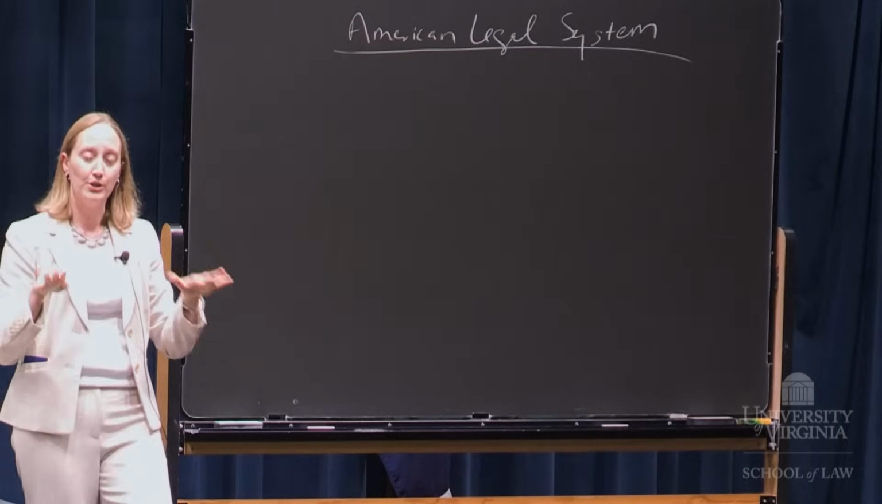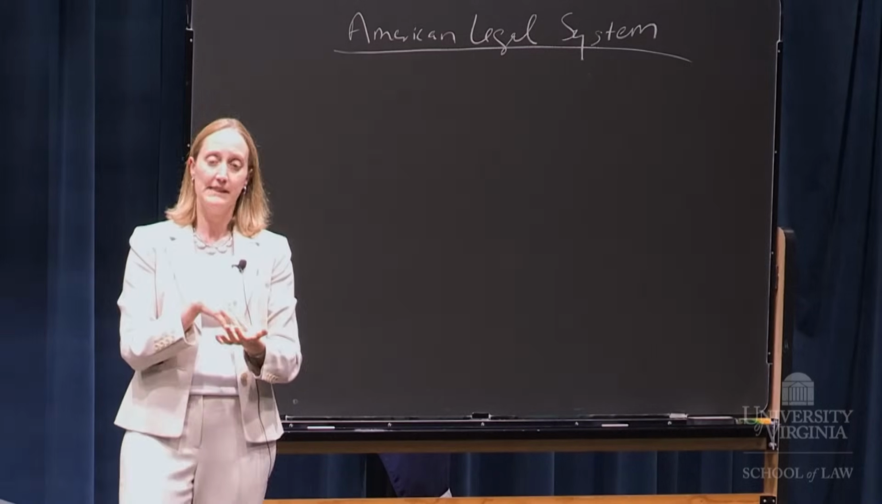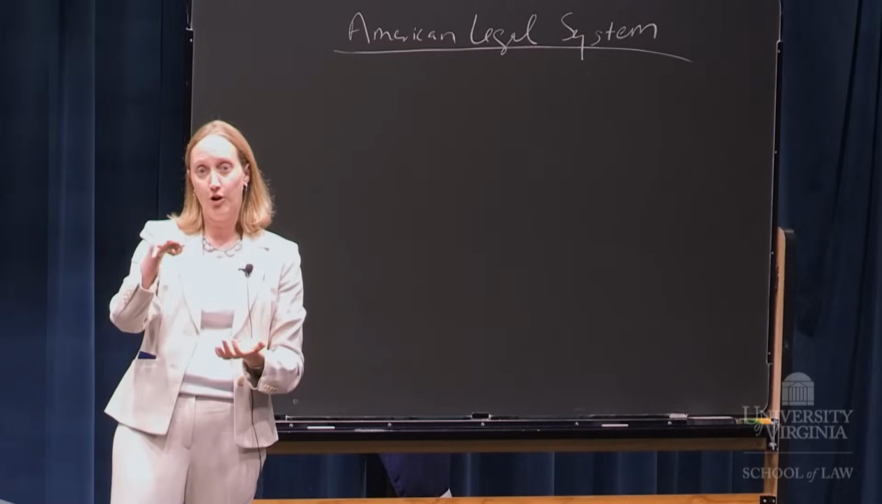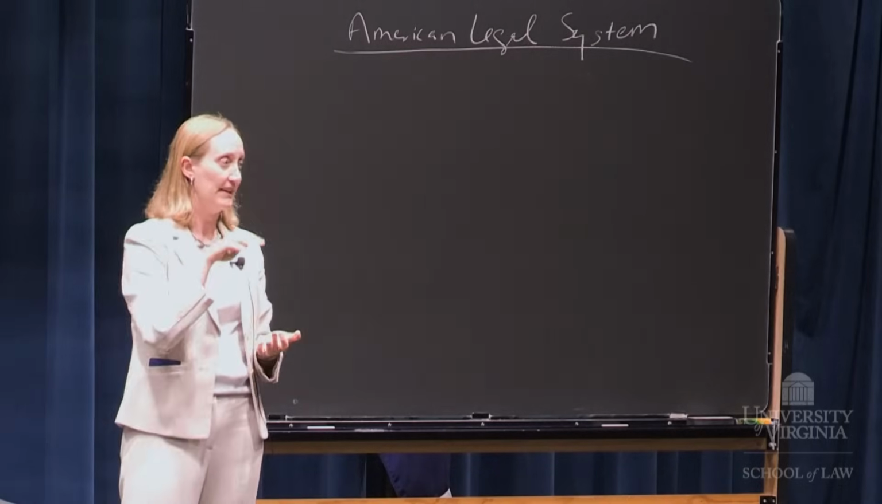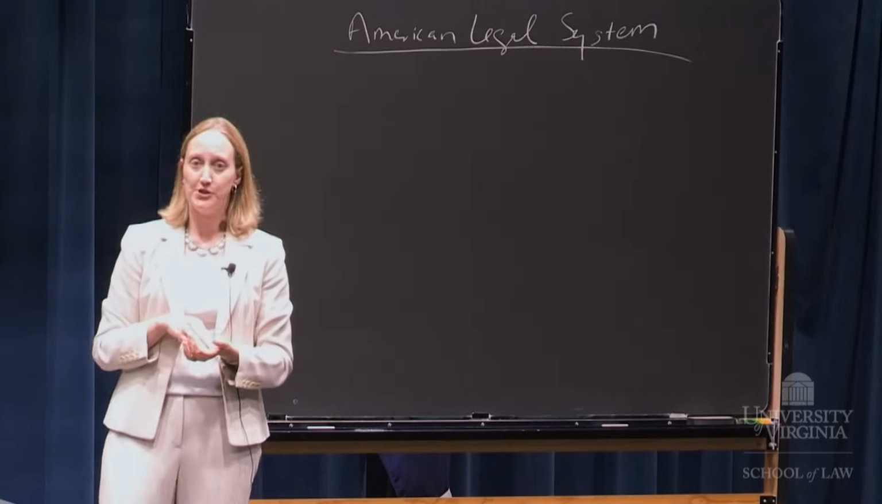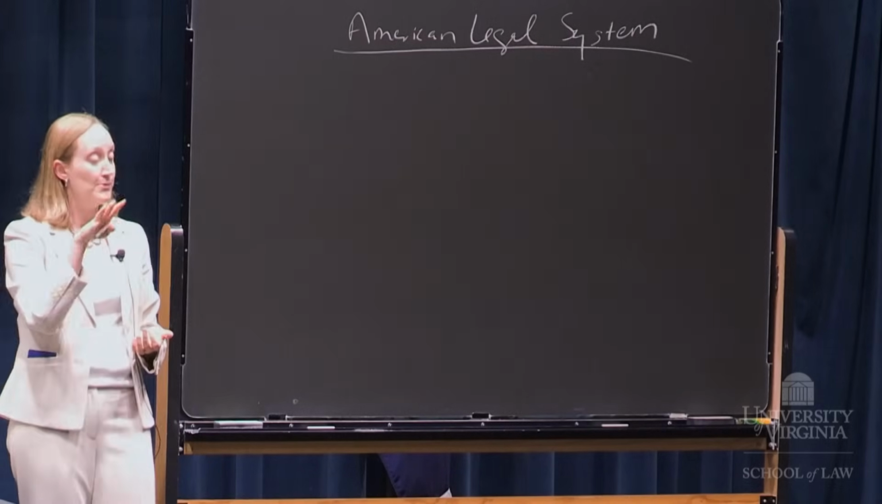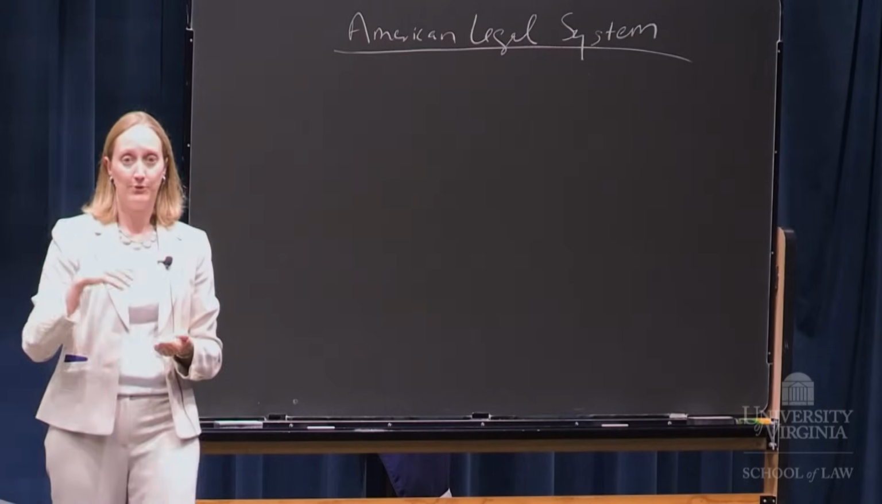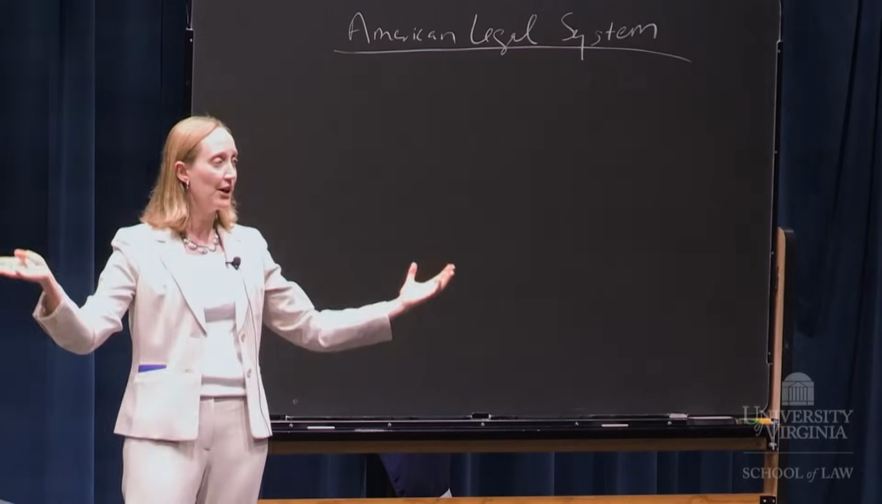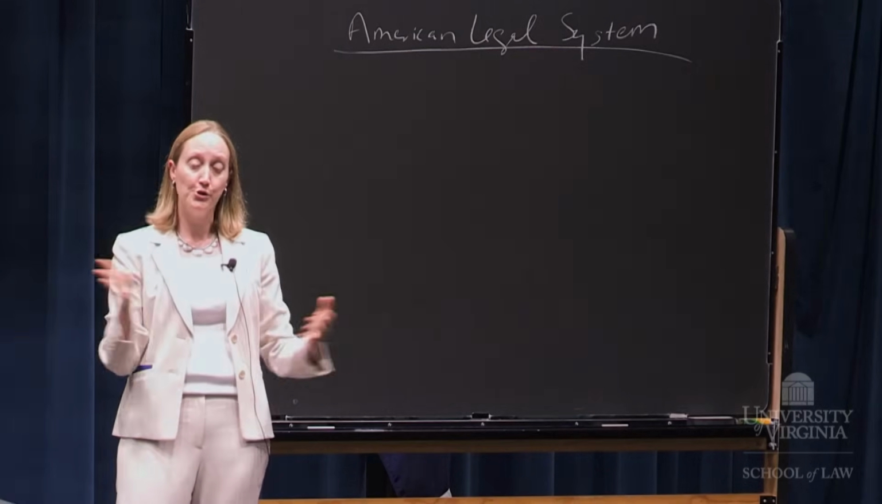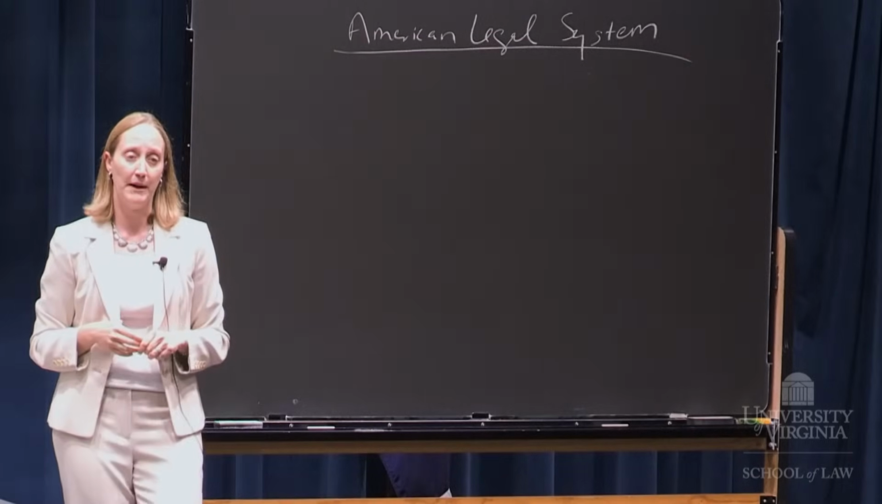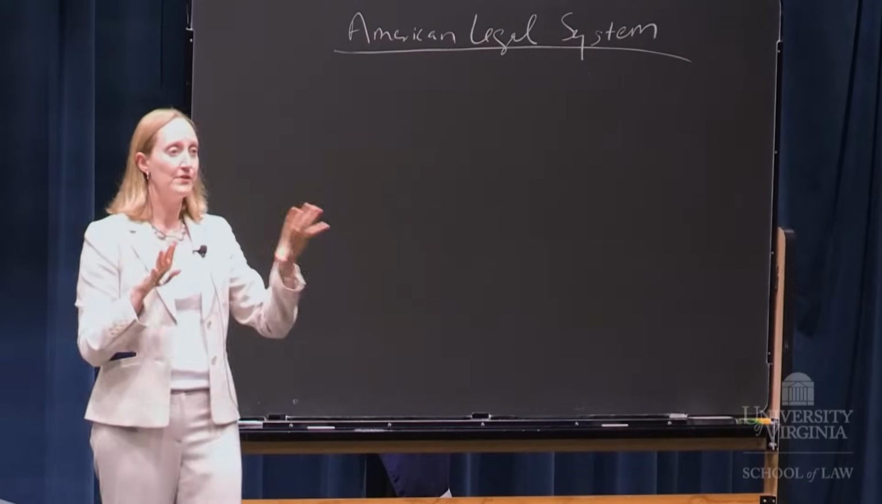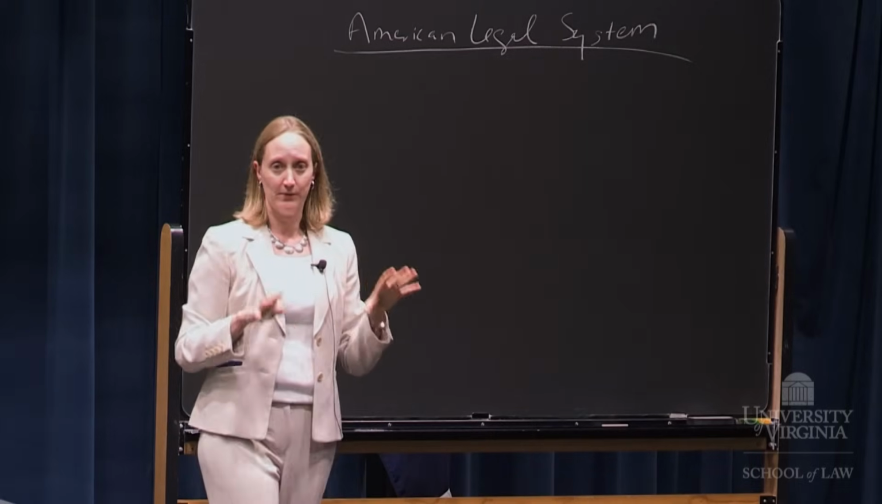Here you are subject to laws from local ordinances. For example, don't park your car in the grass. If you're living in the city of Charlottesville, that's an ordinance that you're subject to. You're subject to state laws, and you're subject to federal laws. So we have concurrent jurisdiction, two different systems of government working at the same time. And within each of those systems of government, we have different types of laws.